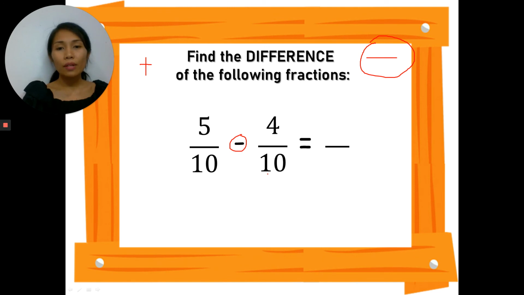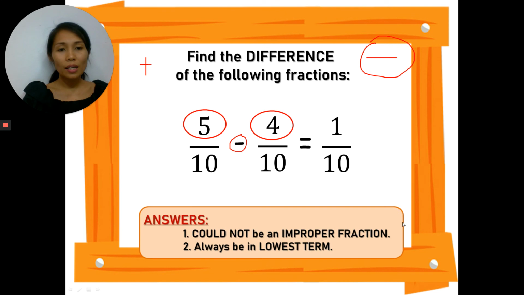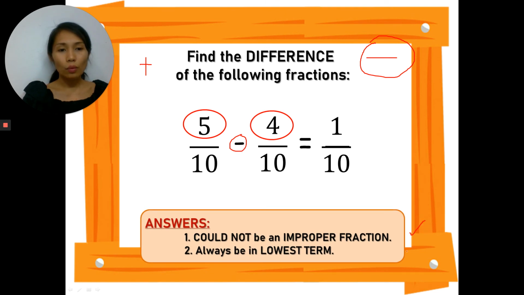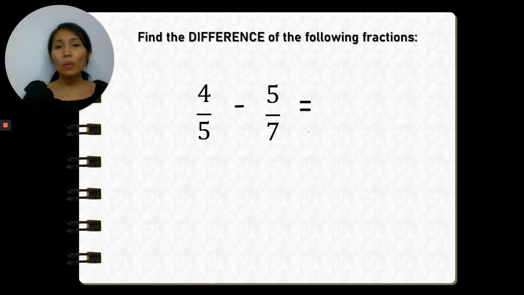Now, the given fractions are like fractions. Since this is 10 and the other one is 10, we'll just copy 10. Now 5 minus 4 is 1. So that's the answer. It's not an improper fraction and it's in lowest term. So that's it. But what if they are unlike fractions?